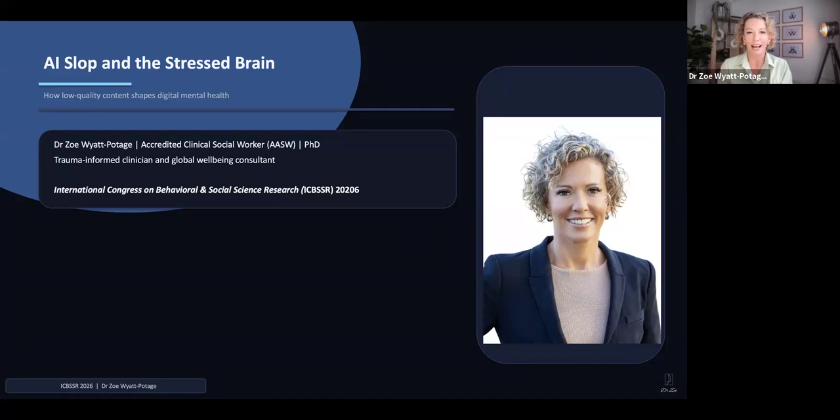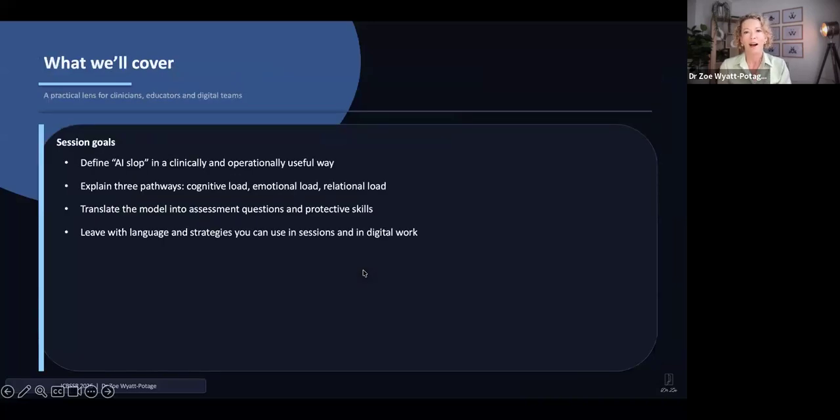Because in this day and age, AI is very hard to avoid. So let's dig in. What we're going to be looking at is, first of all, what is that term AI slop? For some of you, you'll recognize it immediately. We're going to look at how our AI activity and the information that we are receiving affects us emotionally, relationally, and cognitively. We will then look at practical strategies to implement, and this is for clinicians, researchers, educators, and people who are working digitally, which basically means everyone. Hopefully, there will be something in this session for everyone.